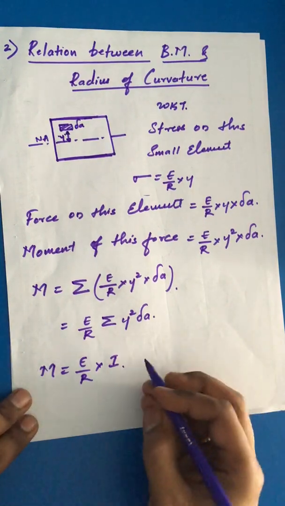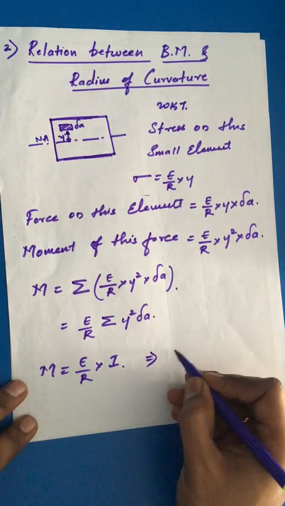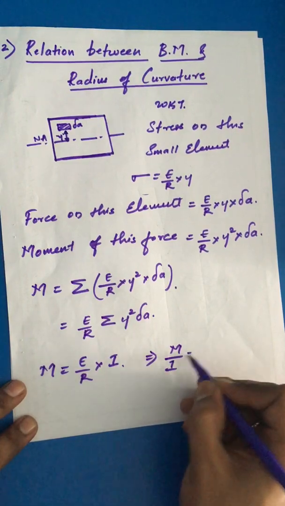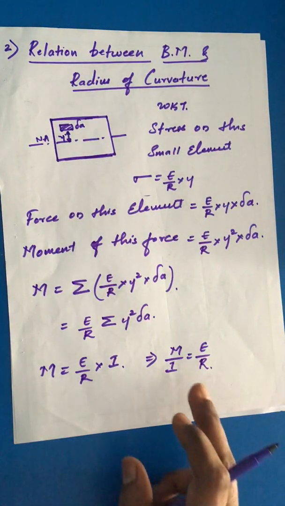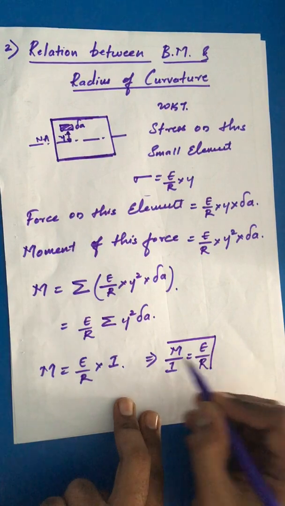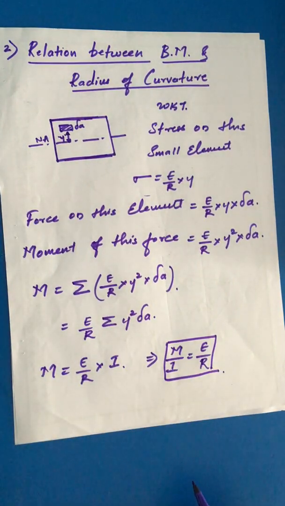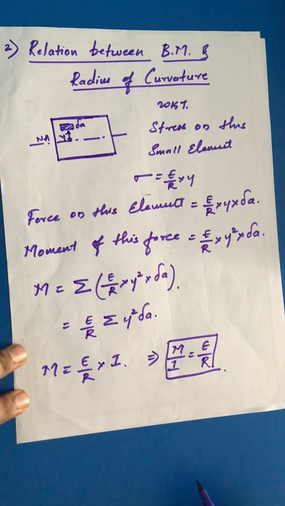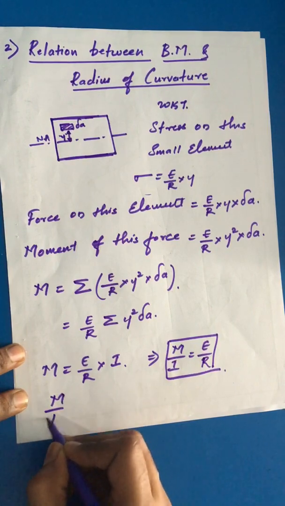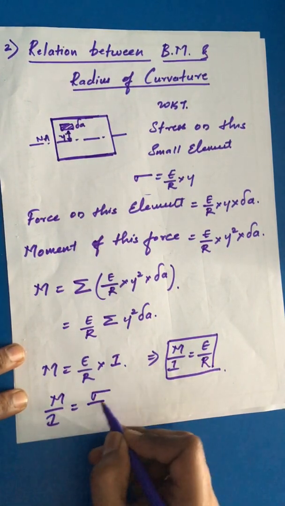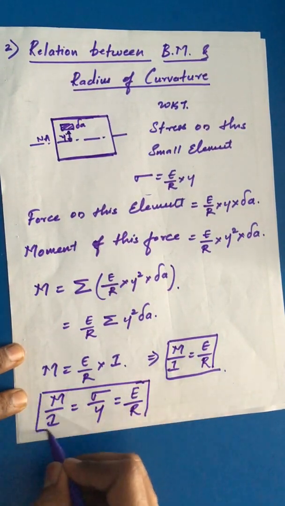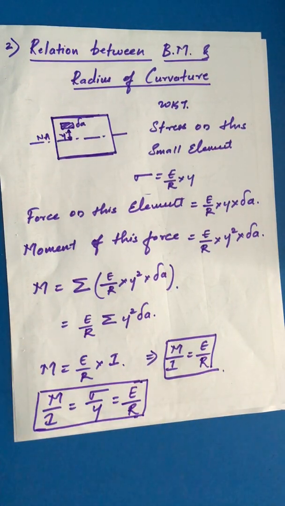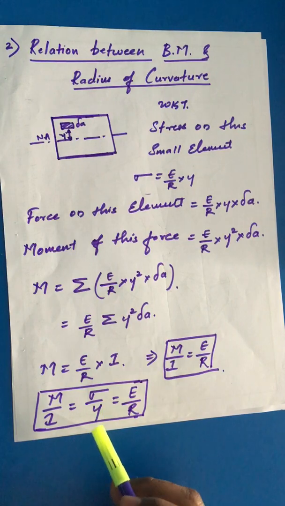Okay. So, here what I can write now implies M by I is equal to E by R. Now, considering the previous equation and the present equation, we can combine them to form the whole bending equation. Now, what does that say? M by I is equal to sigma by y is equal to E by R. So, this is the total bending equation, which consists of two parts, and the two parts we just derived now.